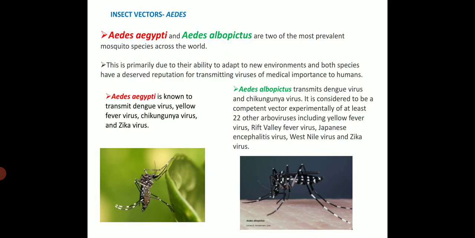and chikungunya virus. So it is considered a competent vector, that means they have the capacity to transmit the viruses, and experimentally at least they can transmit 22 other arboviruses, which include yellow fever virus, Rift Valley fever virus, Japanese encephalitis virus, West Nile virus and Zika virus. Here is the picture of both the species, Aedes aegypti and Aedes albopictus.